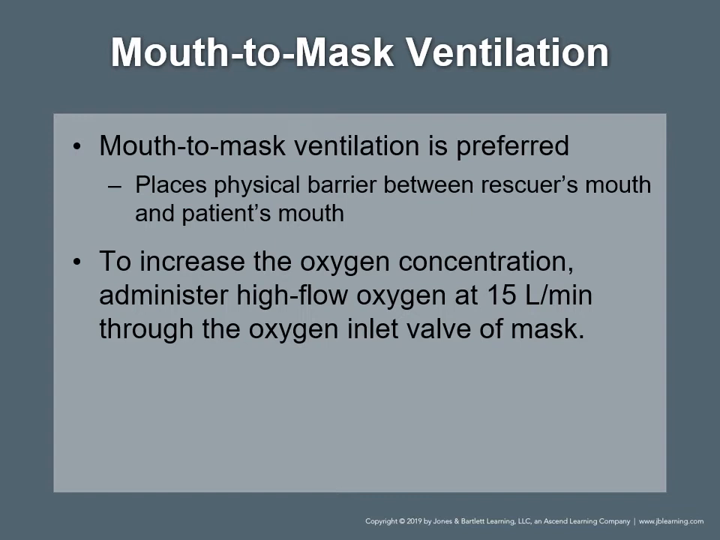Mouth-to-mask ventilation is preferred. It places a physical barrier between the rescuer's mouth and the patient's mouth. Most masks offer a one-way valve to prevent exposure to blood and body fluids. It is also easier to secure an effective seal with a mask. A mask with an oxygen inlet provides oxygen during mouth-to-mask ventilation to supplement the air from your own lungs. Follow steps in Skill Drill 11.7 to use mouth-to-mask ventilation.